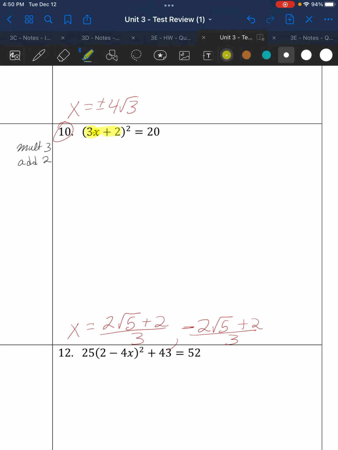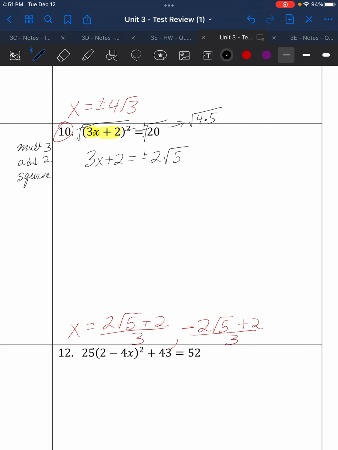Because inside parentheses means start order of operations over again. After you add the 2, then it'd be the square. So we have to undo that. Square root first. Okay, so we have 3x plus 2. Looks easy. Square root of 20. Square root of 20 breaks down into the square root of 4 times the square root of 5. So that becomes square root of 4 is 2, square root of 5.